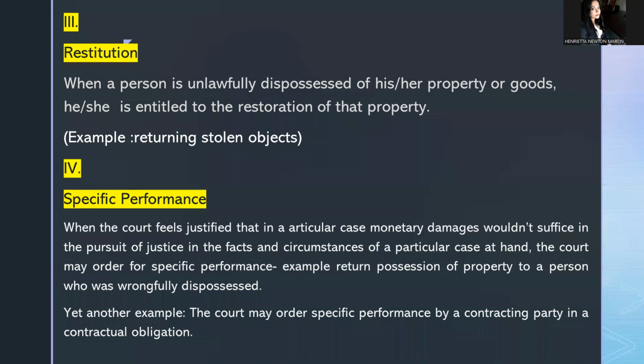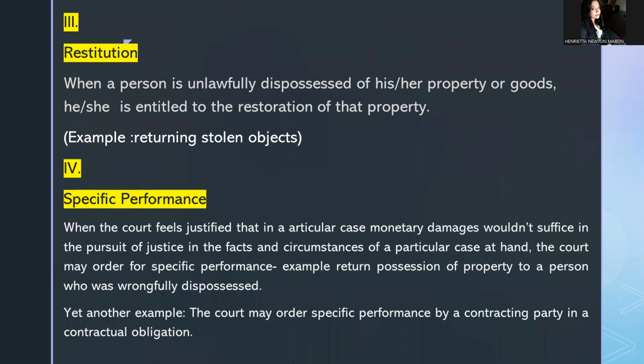Next is specific performance. Now, this you're probably going to study when you study the law of contract, or I'm not sure whether you've already learned it. So specific performance, when the court feels justified that in a particular case, monetary damages wouldn't suffice in the pursuit of justice in the facts and circumstances of the case at hand, the court may order specific performance.